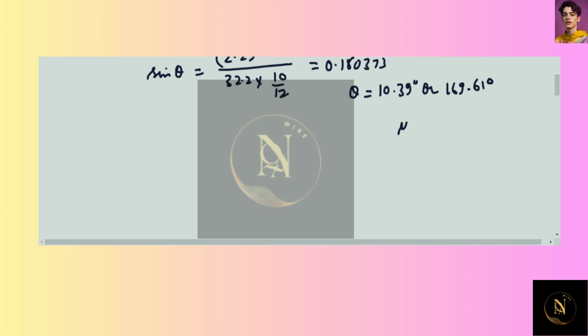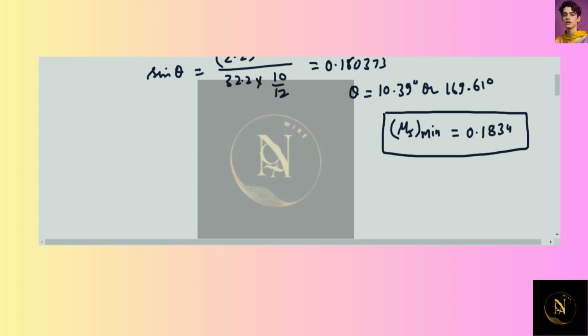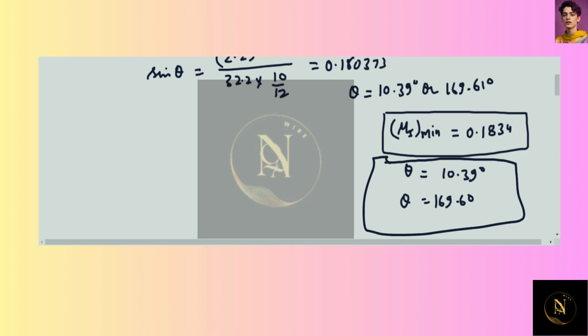So from above result we can summarize the answer. Coefficient of friction having minimum value 0.1834, angle 10.39 degree and maximum 169.6 degree. That's all for it.